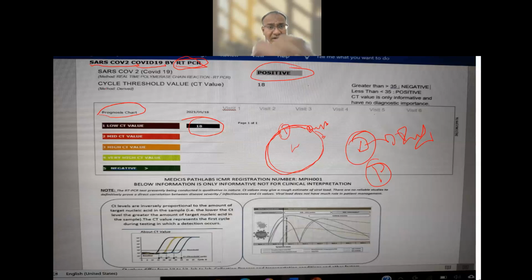Now, the cycle threshold which is shown here completely depends upon the load of that particular antigen. Keep in mind, it's a very important point we are going to discuss here: the load of that particular antigen. Now, the load of the antigen and the cycles are inversely proportional. That is one point we need to keep in mind. What does inversely proportional mean?